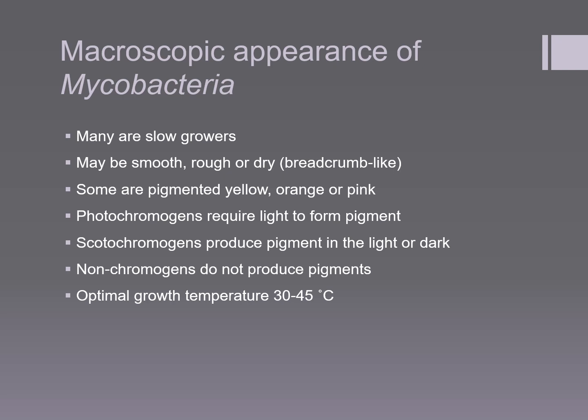The optimal growth temperature for Mycobacterium is usually somewhere between 30 and 45 degrees Celsius, but most of them grow at about 35 degrees Celsius. Okay? Carotenoid pigments cause our organisms to either be photochromogens or scotochromogens.